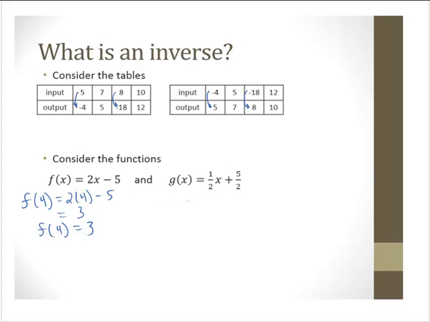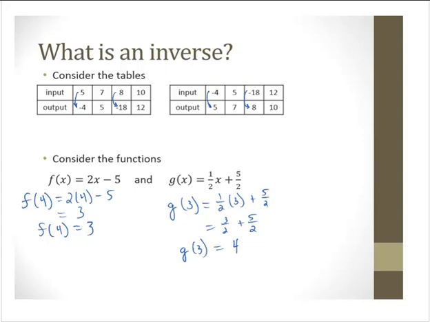Now, what about g of x? What if I were to evaluate g of 3? Well, g of 3 would be 1/2 of 3 plus 5 halves. And that's 3 halves plus 5 halves, which is 8 halves, which is 4. And g of 3 is 4.